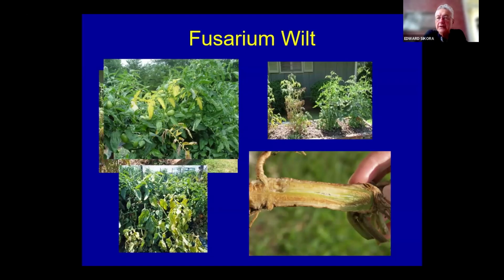It's fairly easy to identify just by making a longitudinal cut at the base of the plant, just above the soil line, and you'll see brown discoloration of the vascular system, the water-conducting vessels just underneath the stem or the bark tissue, if you will.